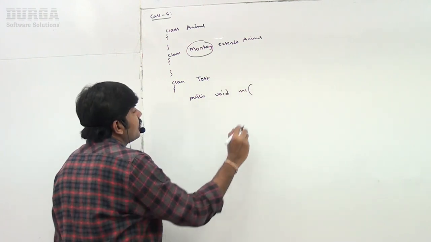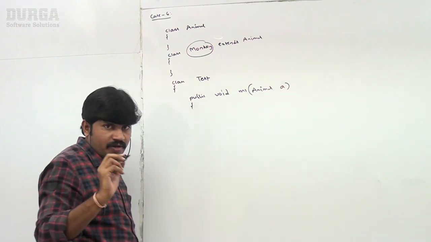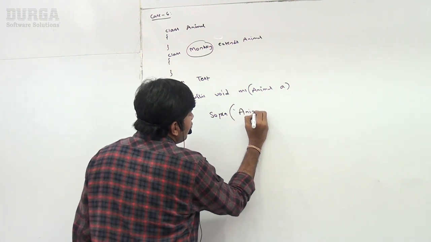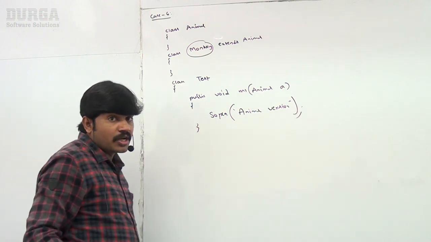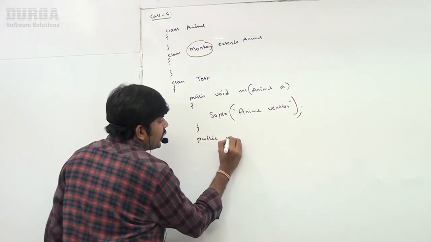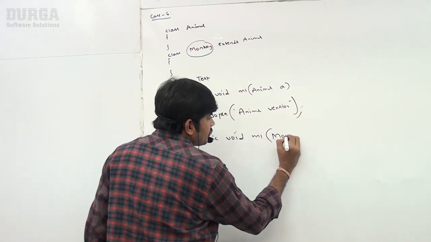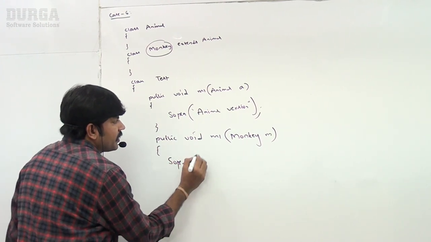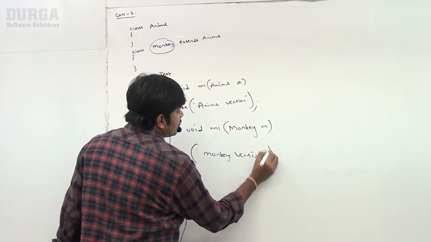Public void M1 of Animal A, System.out.println animal version. Observe carefully, sir, animal version. What is the argument for M1? Animal version. Public void M1, another method, monkey version. System.out.println monkey version we have.